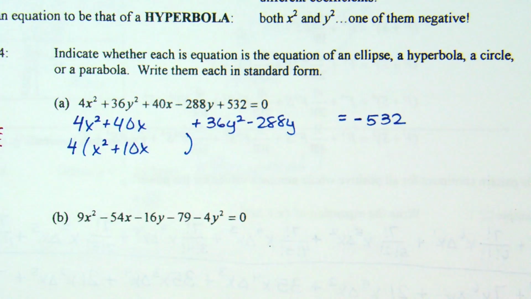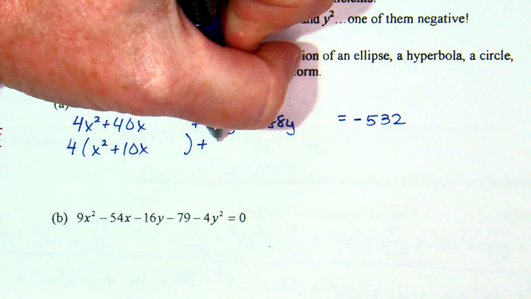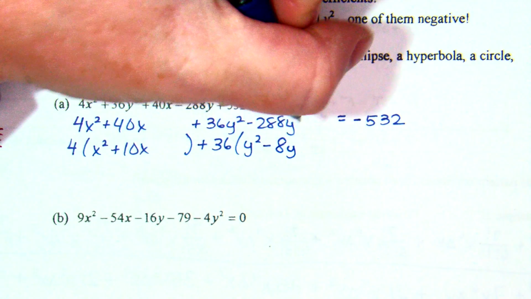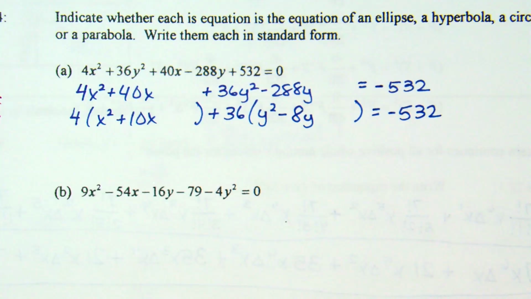I started to, I didn't want to do that yet. Okay, what fills my gap here? 16, half of negative 8 squared. If I add 16 on the left, we add 16 on the right. No, we add 16 times 36, which just so happens to be 576 like it was up above. Okay, so we've got x squared plus 36 times, how's this factor? Y minus 4 quantity squared equals negative 572 plus 576 is going to be 4.